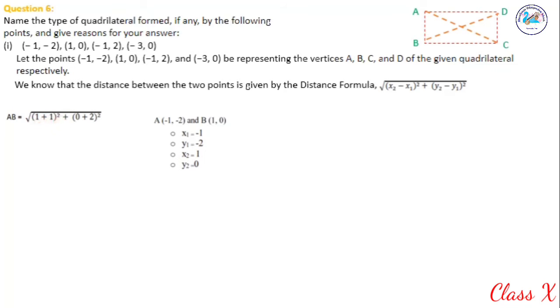So 1 plus 1 the whole square plus y2 minus y1. y2 is 0, y1 is minus 2. So 0 minus minus 2. Again minus minus is plus.